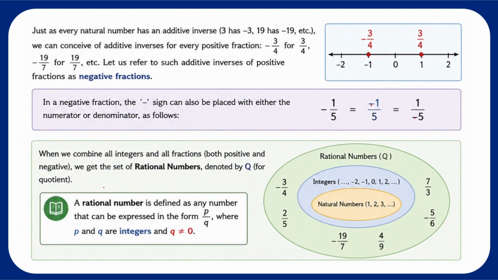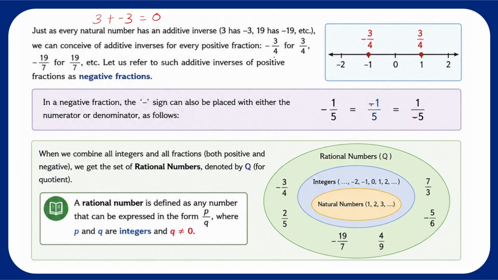Just as every natural number has an additive inverse. So what does an additive inverse mean? Suppose, for example, you have the number 3, and the additive inverse of the number 3 is negative 3. If you combine both of these numbers, the result is 0. Since the result is 0, these are the inverses of one another, 3 and negative 3.